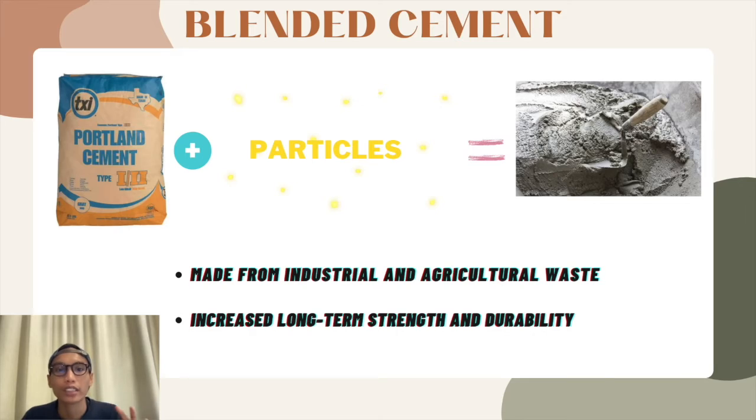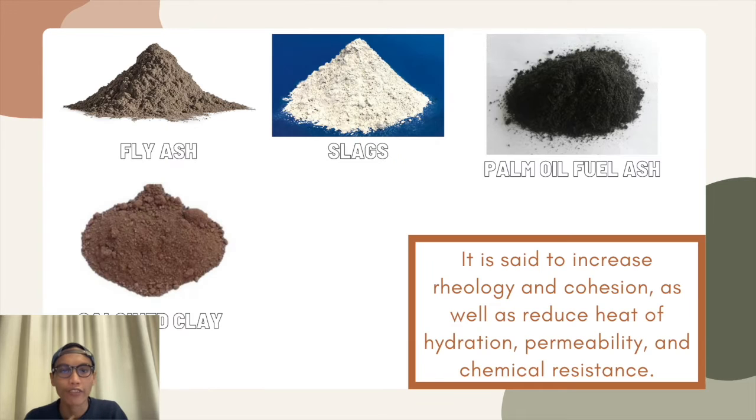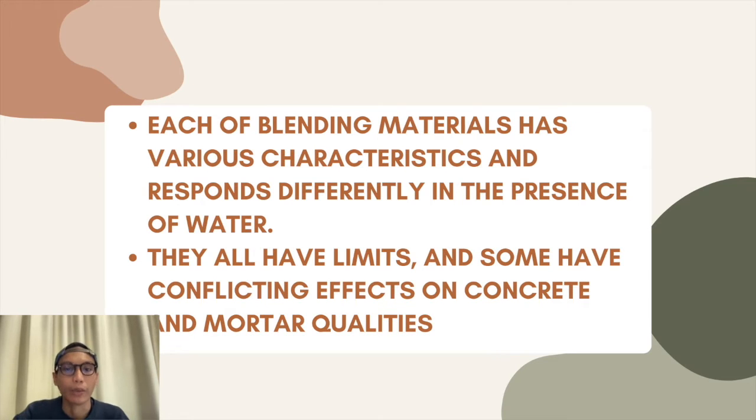Basic concept. Portland cement with additional finely split particles in various but well-defined quantities is known as blended cement. Blended cements made from industrial and agricultural waste have lately gained popularity for their increased long-term strength and durability. Fly ash, powder granulated blast furnace slags, rice husk ash, palm oil fuel ash, calcined clay, and other blending agents are used. It is said to increase rheology and cohesion as well as reduce heat of hydration, permeability, and chemical resistance. Each of these blending materials has various characteristics and responds differently in the presence of water. They all have limits and some have conflicting effects on concrete and mortar qualities.